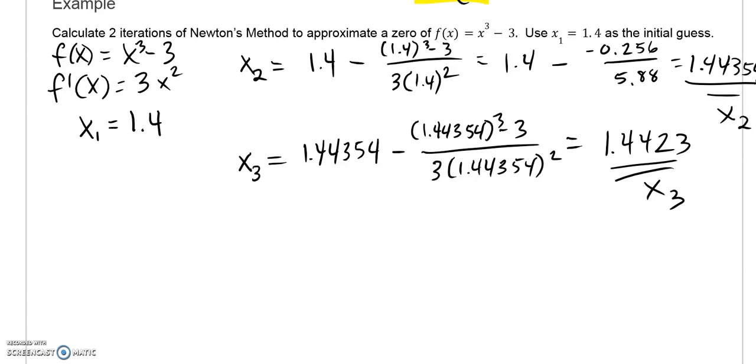Third guess. And if you look at a calculator, you'll see if you find the 0, again, you have to give the calculator an approximation so it knows where to start, just like you have to do with Newton's method. But you'll see that it's going to be really, really close to that, 1.4423.